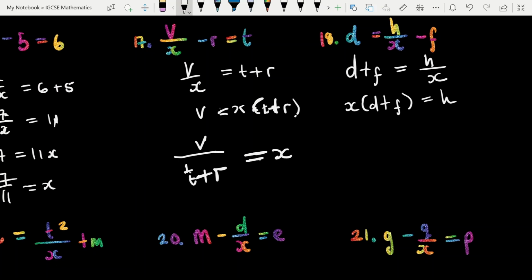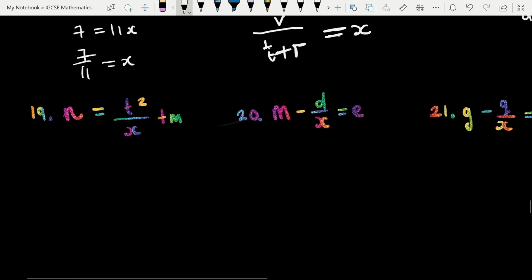So now I'm just going to take this d plus f to the other side. Now I can make x the subject. I see that d plus f, these two, are multiplying x. So I'm just going to take them to the other side. So x is now equal to h over d plus f. That whole thing is going to be dividing now on the right because it was multiplying x on the left. I hope you're taking note of the thing.